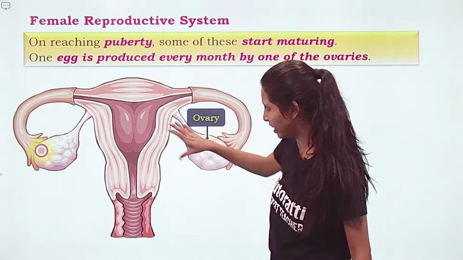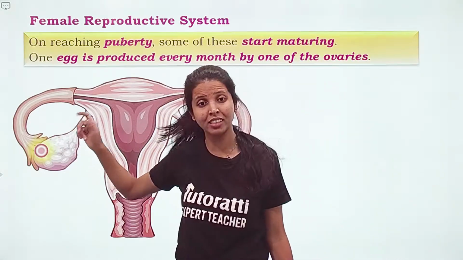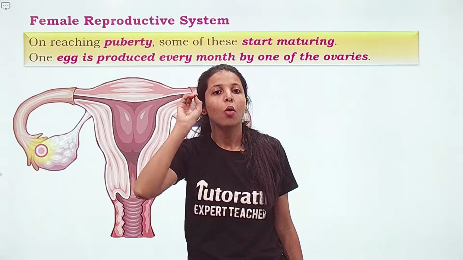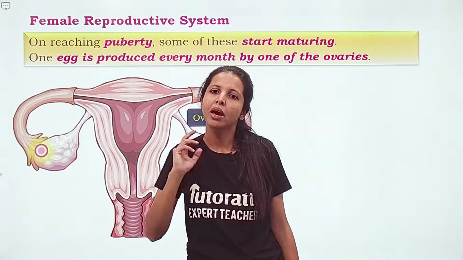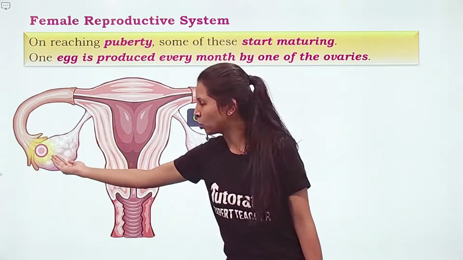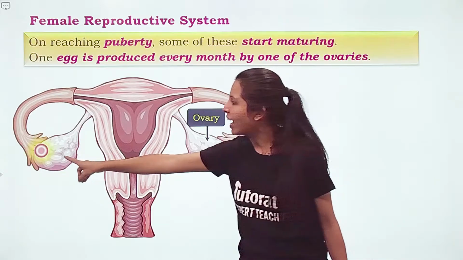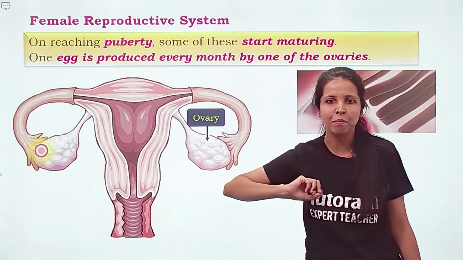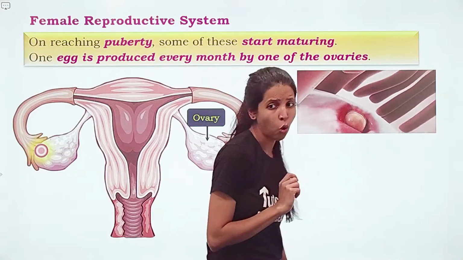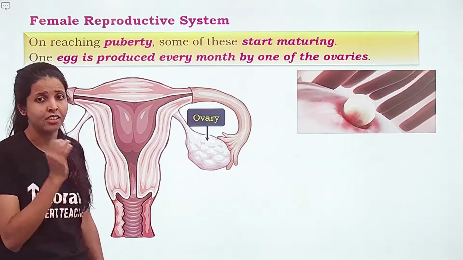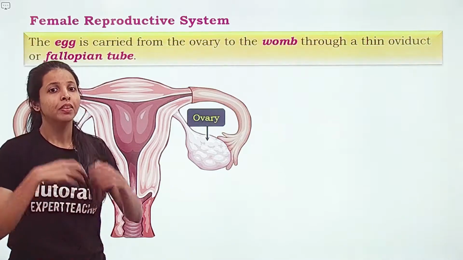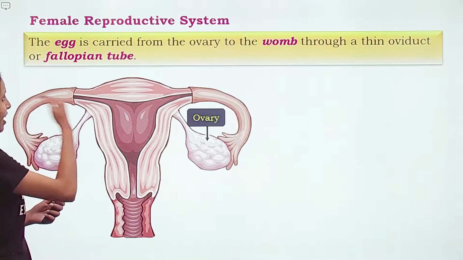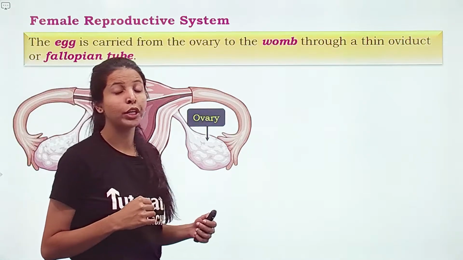Understand this. Ovaries have egg cells or germ cells in them. Every month, kids, one egg is produced by one ovary, either this ovary or this ovary. As you can rightly see, one egg is produced every month by one of the ovaries. Something like this. What happens next, kids? The egg is carried from the ovary to the womb.